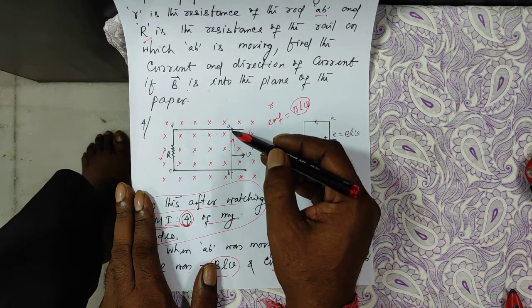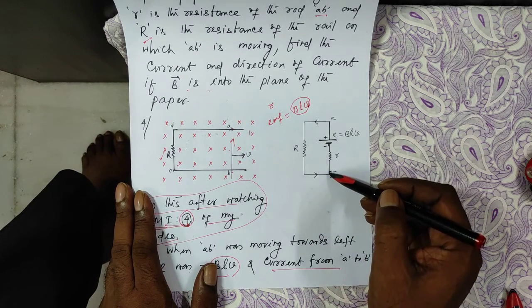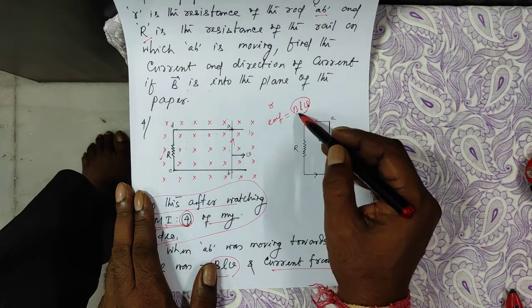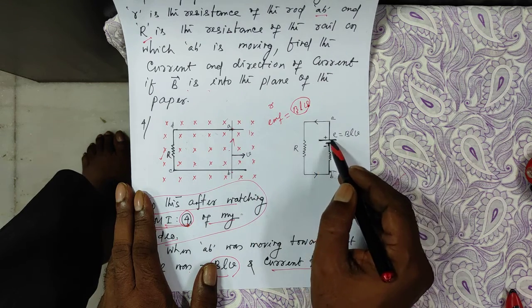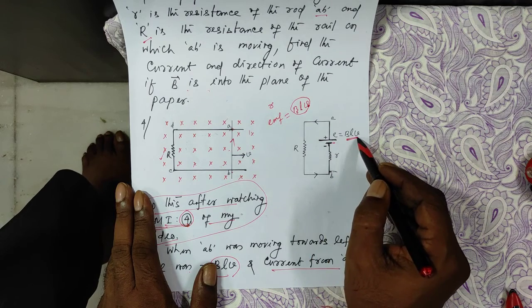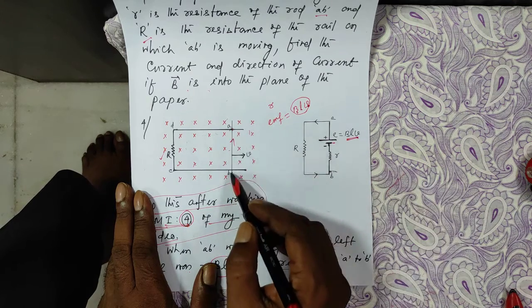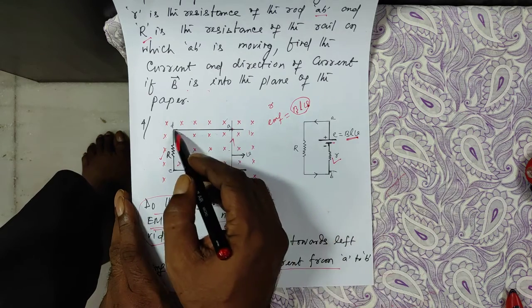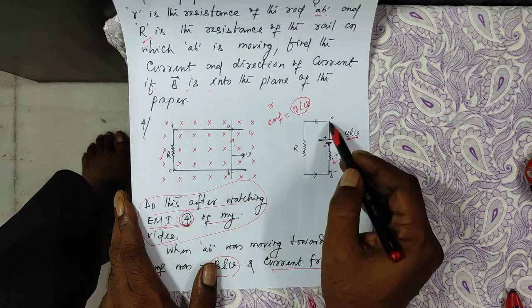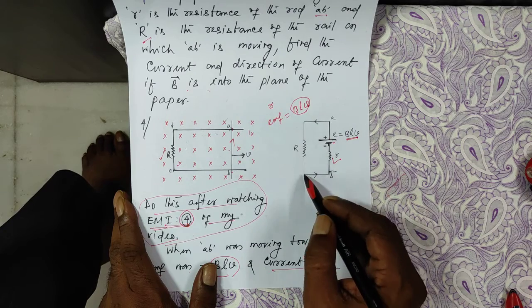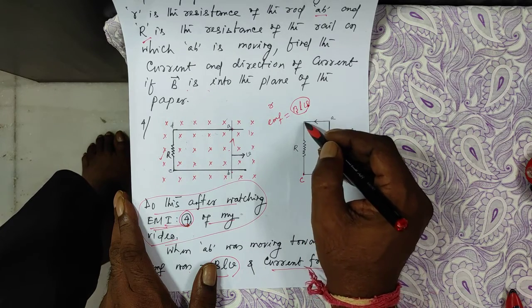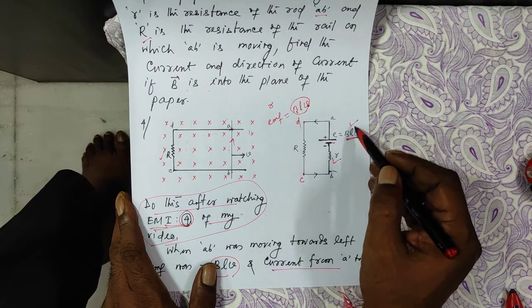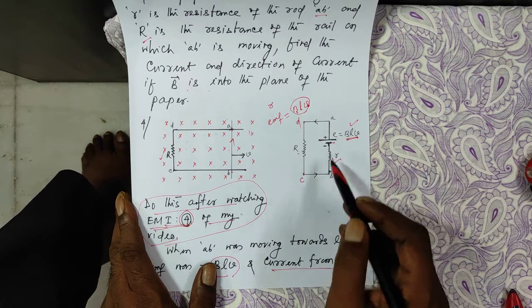and so I replace AB, which is developing an EMF BLV, by a cell of EMF BLV voltage, and its resistance is r. I have shown it here, and this thing is the same thing as this thing. Means this point is C, this point is D. So now you have a complete circuit having EMF BLV and two resistances in series.